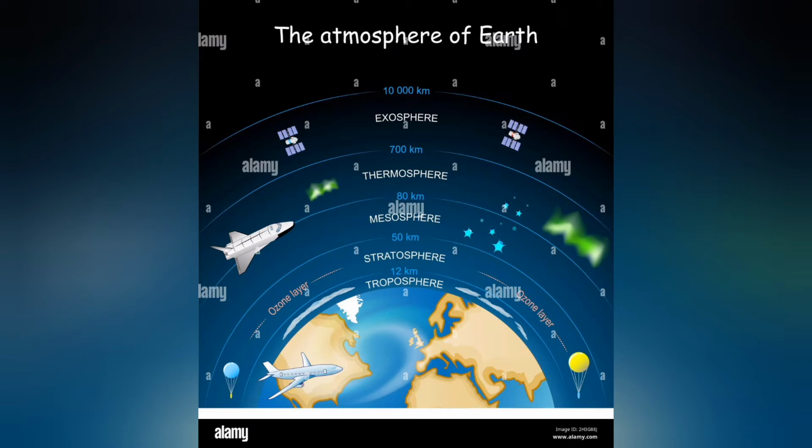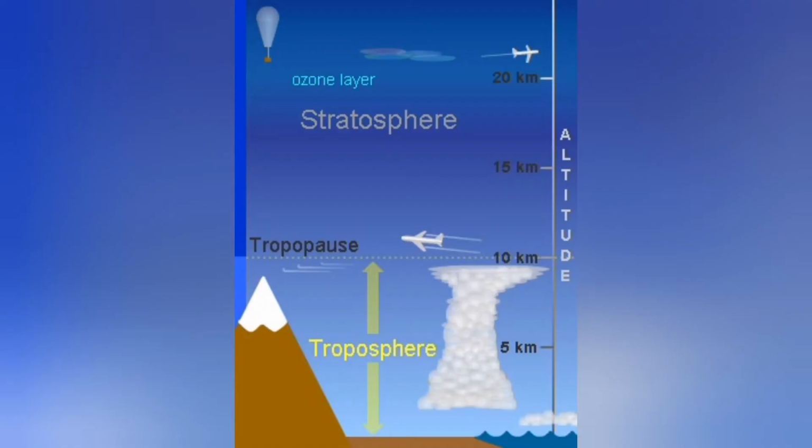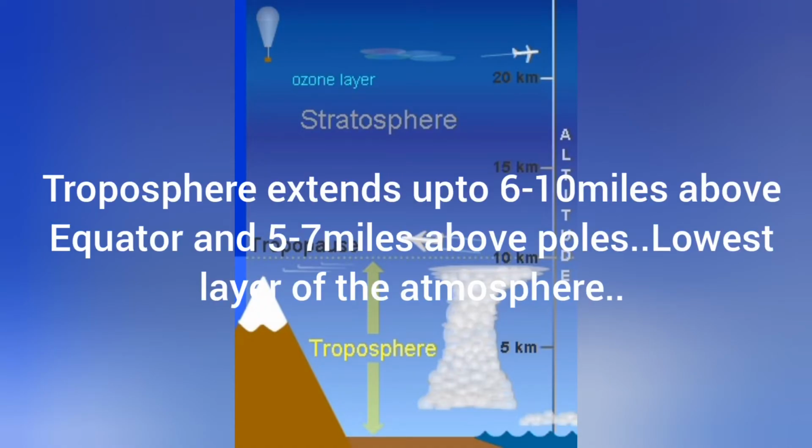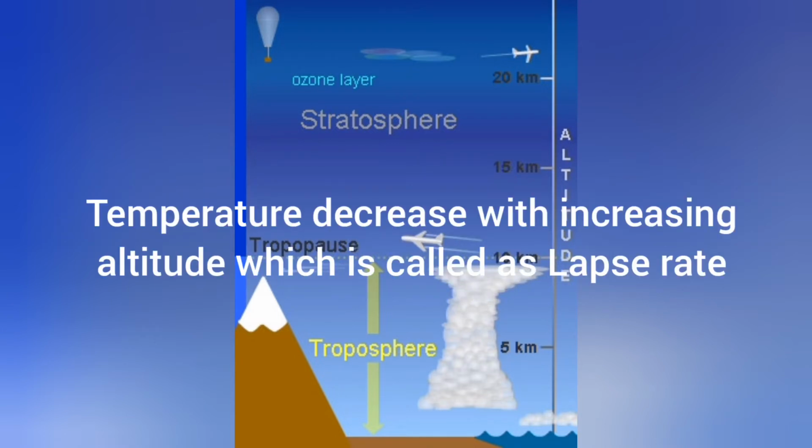We on the earth live at the bottommost layer of the atmosphere, which is called the troposphere, which is the densest part of the atmosphere. So the troposphere extends up to 6 to 10 miles above the equator and 5 to 7 miles above the poles. That means this is the densest part of the atmosphere, consisting of 75% of the atmospheric total mass. There, as we move higher in altitude, the temperature keeps decreasing, and the volume of air keeps on decreasing along with the temperature. So this is called the lapse rate.